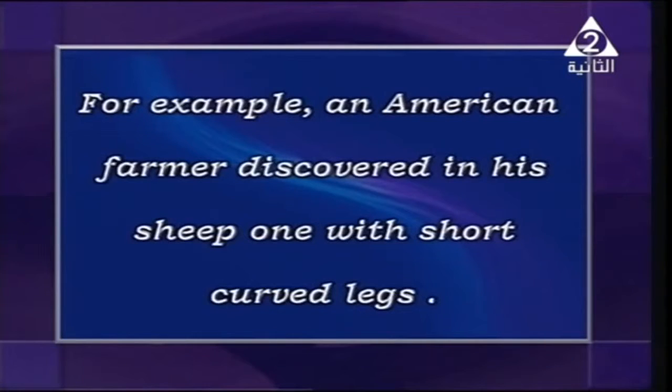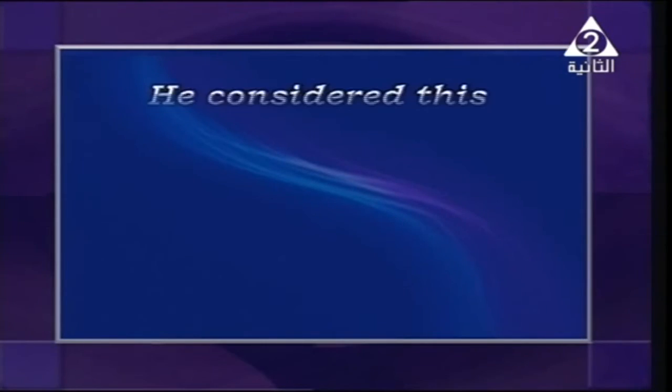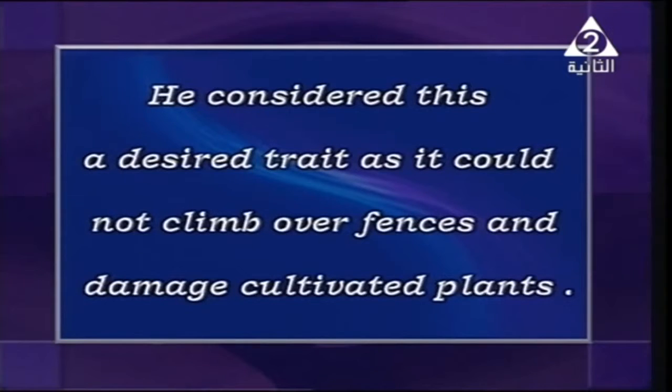For example, an American farmer discovered that one of his sheep had short and curved legs. Okay, this is a mutation. But what is desirable in this mutation? Let's discuss this nice example. This American farmer considered this a desirable trait because of what? The sheep couldn't climb over fences. It cannot climb over the wall and damage the cultivated plants. So he considered the curved legs a kind of desirable trait.